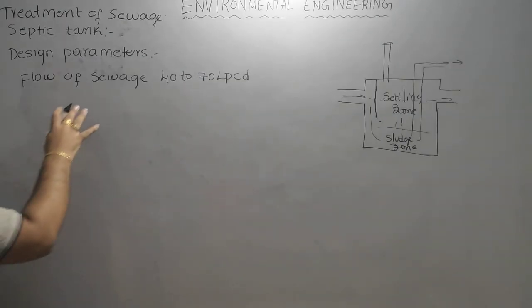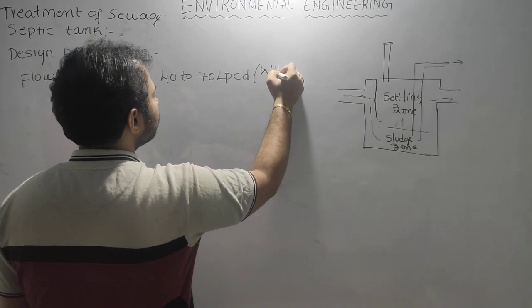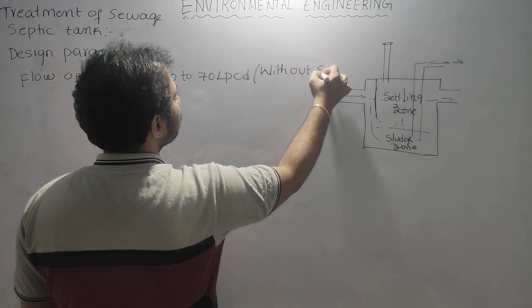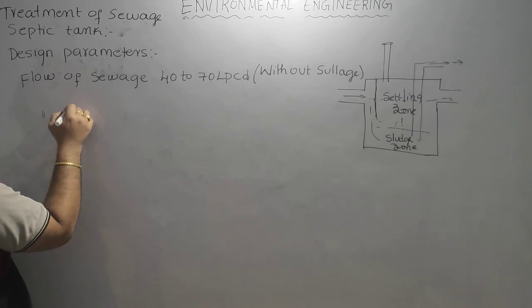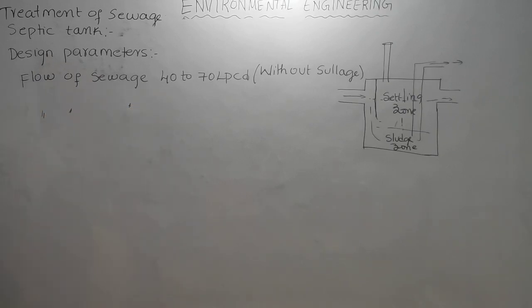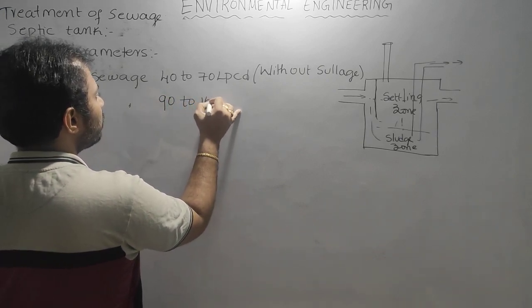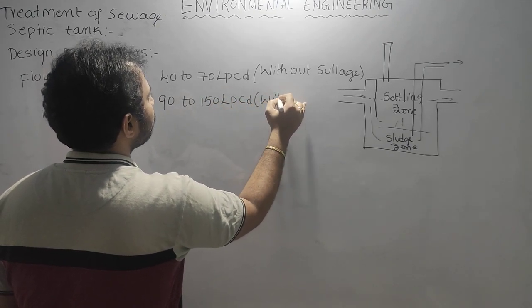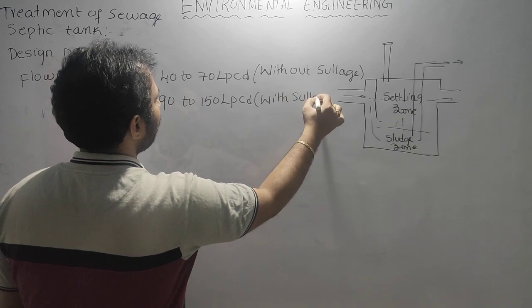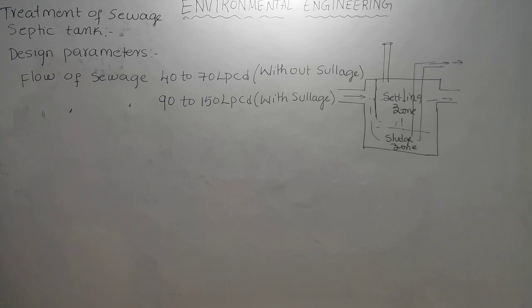So without sullage, this is the flow of sewage. With sullage, if we are considering sullage also, it should be 90 to 150 LPCD.